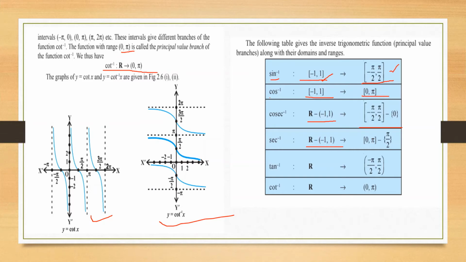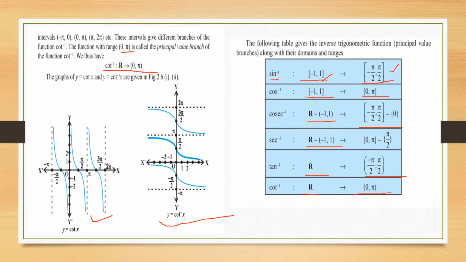Okay, so see the connection between how to remember. You can see here that the sine domain is this. So cosecant will be R minus the open interval this one, and the range is this interval minus 0. Okay, so it's easy to remember. Similarly, cos inverse is connected with secant inverse and it is leaving behind pi by 2. Okay, tan inverse domain is R and range is the open interval minus pi by 2 to pi by 2. Cot inverse domain is R and range is the open interval 0 to pi.